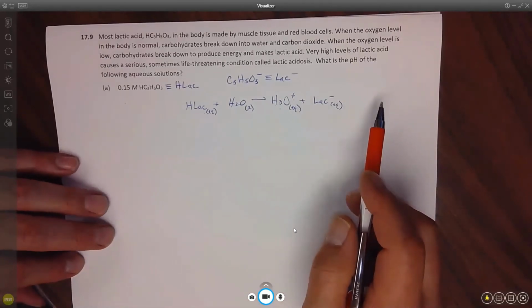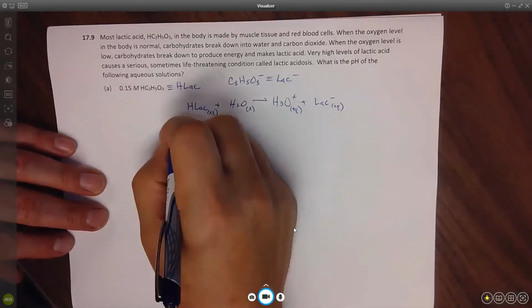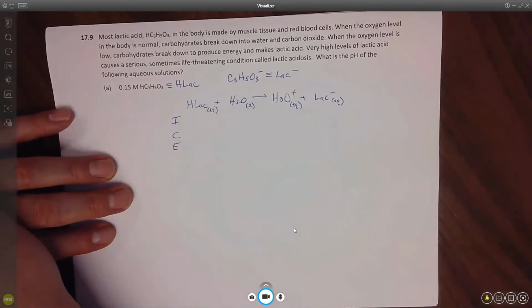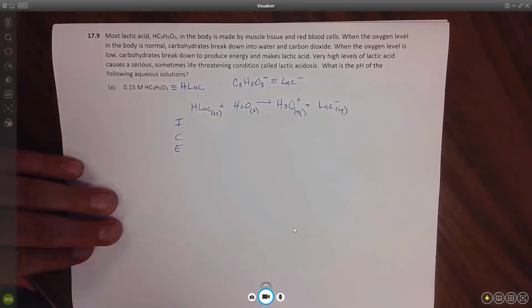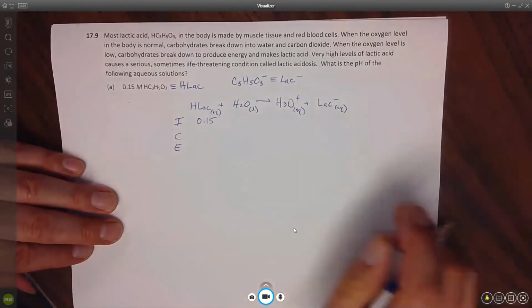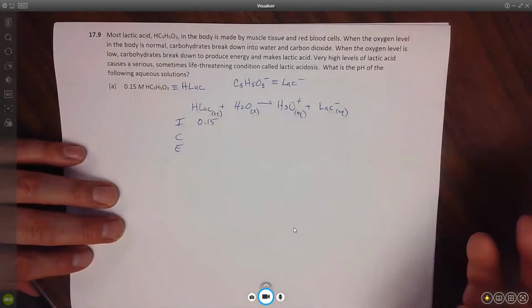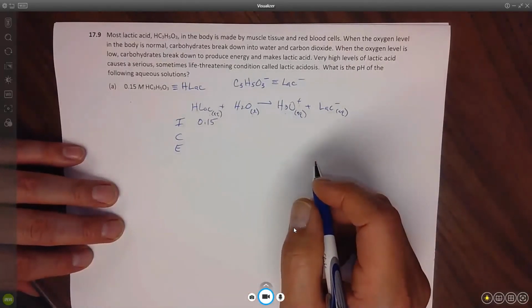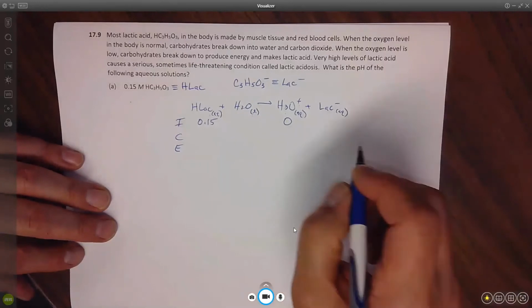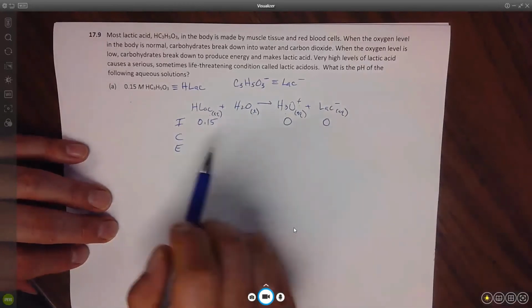Okay, so there it is. And so you're saying I'm going to set up an ice table. Okay, what's the initial concentration then of lactic acid? 0.15. Yeah, it was given to us, right? So 0.15. We don't care about pure liquids because they're not going to appear. Hydronium ion concentration: again, we're going to assume it's 0. And the lactate ion, again, we assumed we started with pure water, so there was no lactate ion in the original solution.